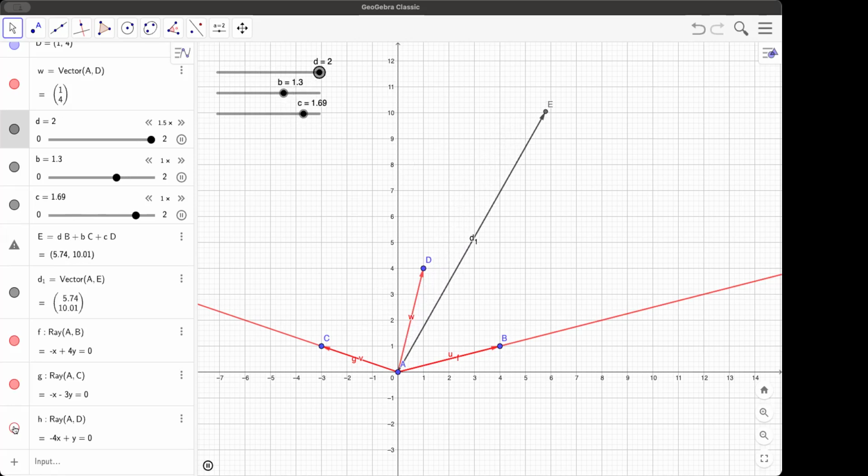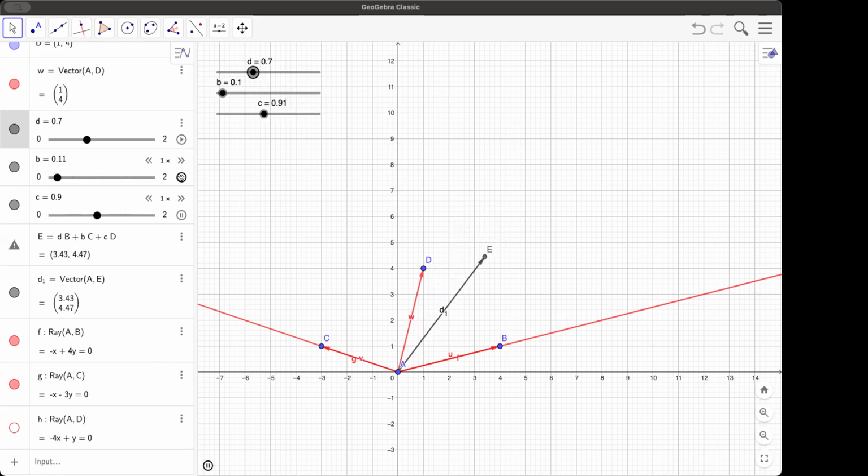Is that okay? So okay, let's go back and end this. I can upload this to the course site, right? If someone wants to play with it.